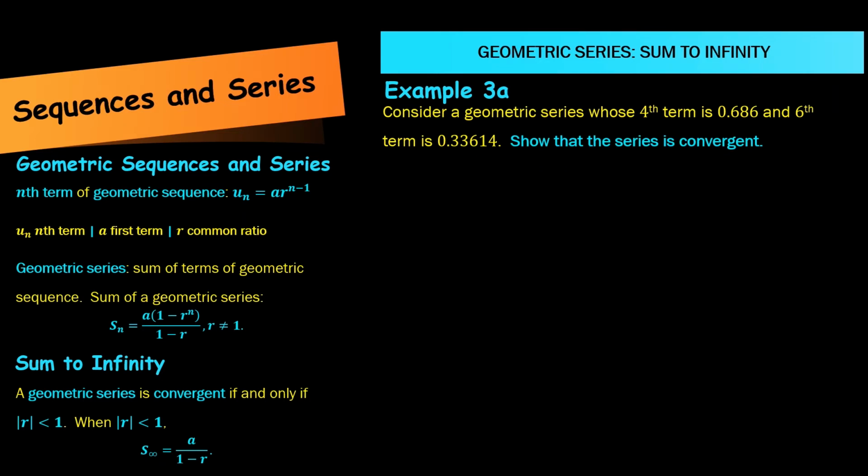So let's take a look at part A first. Consider a geometric series whose fourth term is 0.686 and whose sixth term is 0.33614. You are required to show that the series is convergent. So let's solve this.